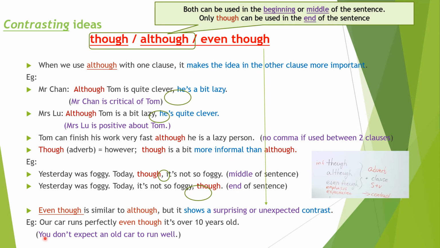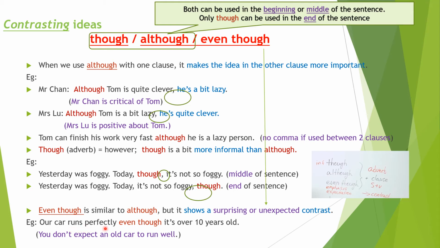All right. So what about even though? Even though is similar to although, but it shows a surprising or unexpected contrast. For example, our car runs perfectly even though it's over 10 years old. So this is a surprising or unexpected contrast because it's so old. When you use a car for more than 10 years, it's actually quite old for a car, but it still runs perfectly.